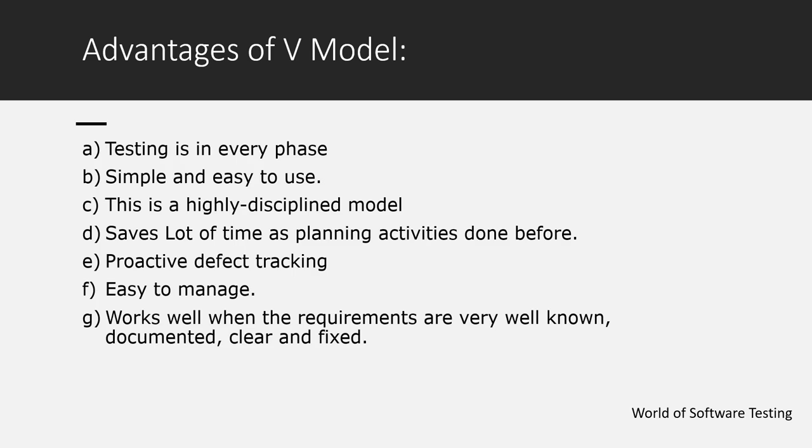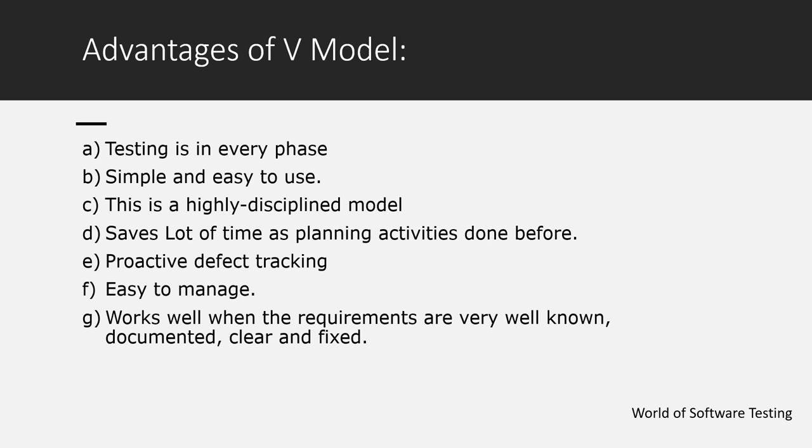Let's understand some of the advantages of the V model. So the first advantage is testing is in every phase. So each of the development phases has its corresponding testing phase. It is simple and easy to use. It is a highly disciplined model, and the phases are completed one at a time. Then testing activities like planning and test designing happen well before coding, and this saves a lot of time in the planning.